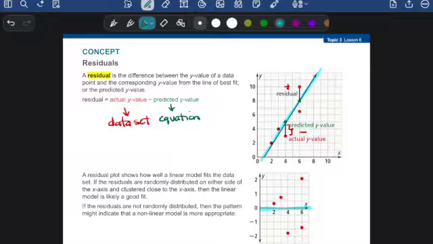So this relationship is important. If the residuals are not randomly distributed, then it would be some other pattern. So we're looking for random distribution that tells you it is linear.